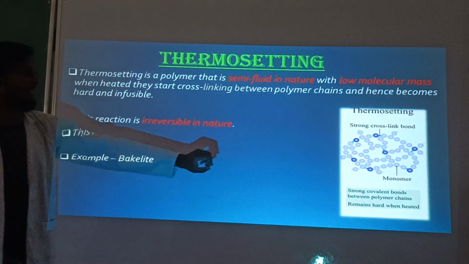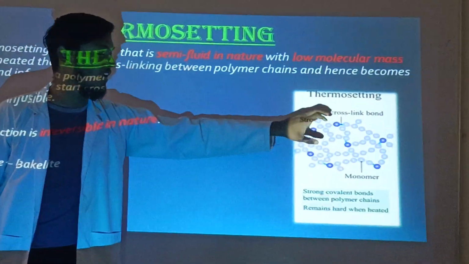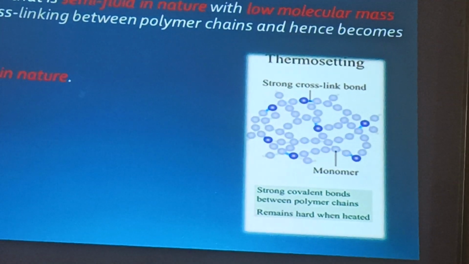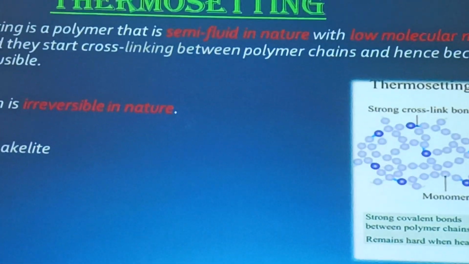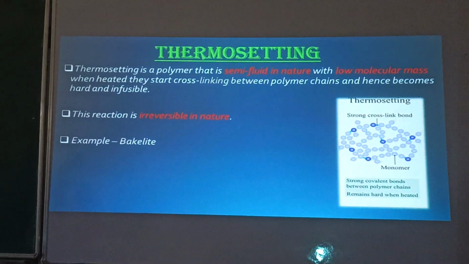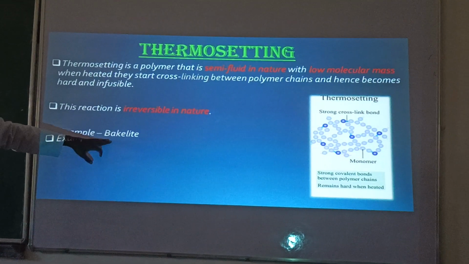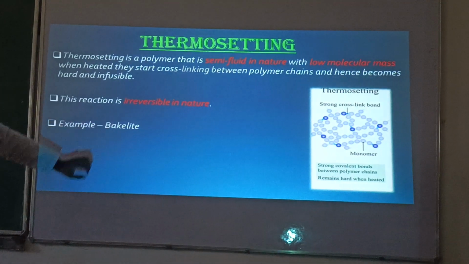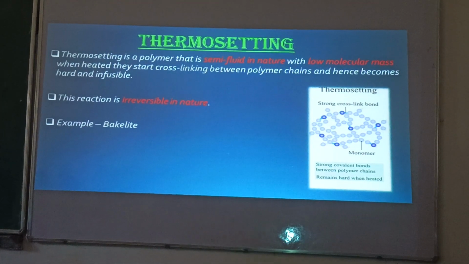Thermosetting. We can see they have cross-link bonds. That's why they have a strong intermolecular force of attraction. When we melt it, we cannot reuse it. So it is an irreversible process. An example is bakelite.